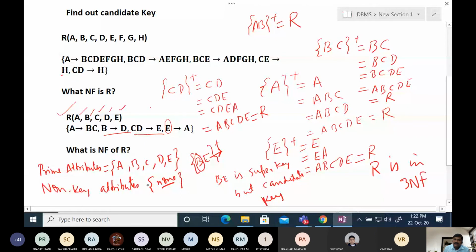Why? The constraints are for non-key attributes, and if there are no non-key attributes, then it satisfies the constraints of second NF and also the constraints of third normal form. Did you get it? Yes, sir. Here, the time you have to devote is for finding out all the candidate keys of R. And if non-key attributes are none, then immediately take the decision R is in third normal form.